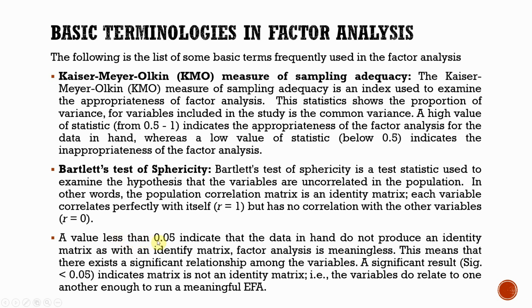A value less than 0.05 indicates that the data in hand do not produce an identity matrix, which means that there are significant correlations between the variables and that yes, they can be grouped together. A significant value, that is less than 0.05, indicates the matrix is not an identity matrix. That is, the variables do relate to one another enough to run EFA. So your Bartlett's test should be significant.